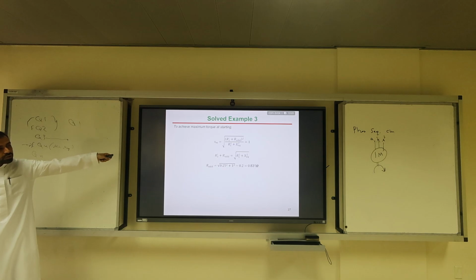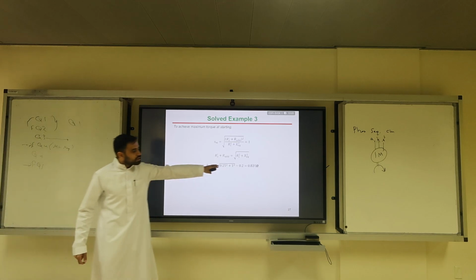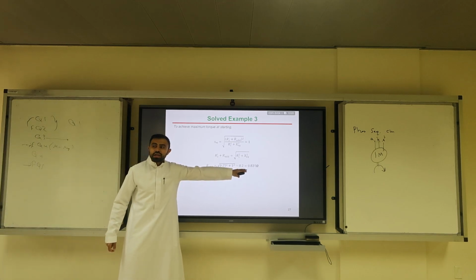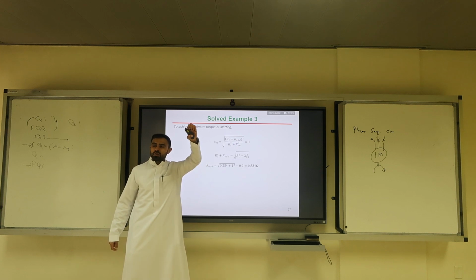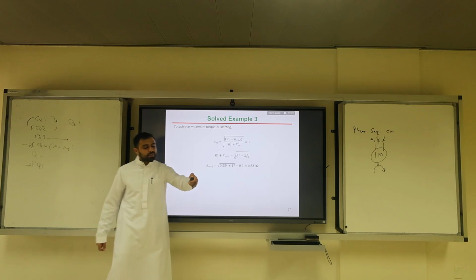So here, what do you notice? Here, when we added the external resistance, we changed the maximum torque slip. We started now at a very high torque because now we have an elevator, for example.